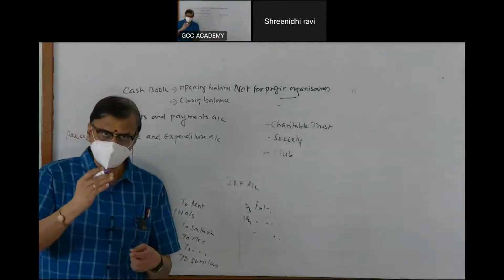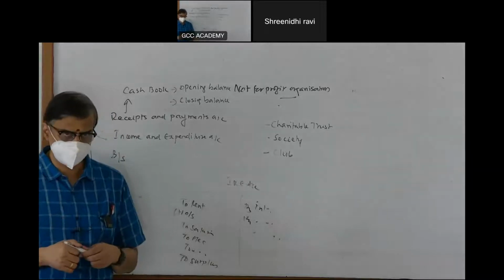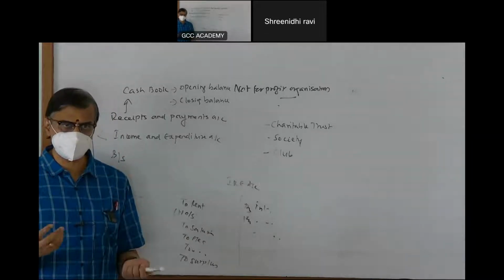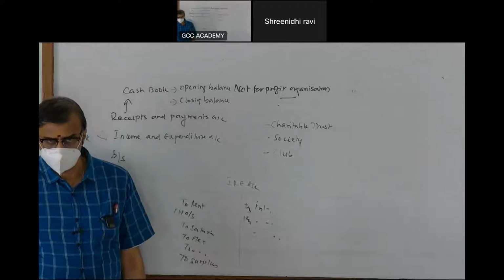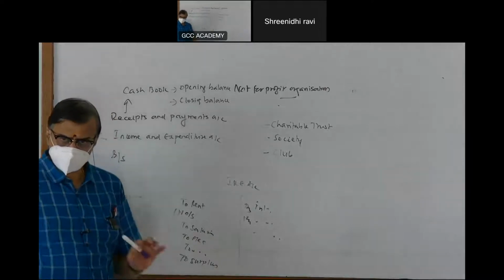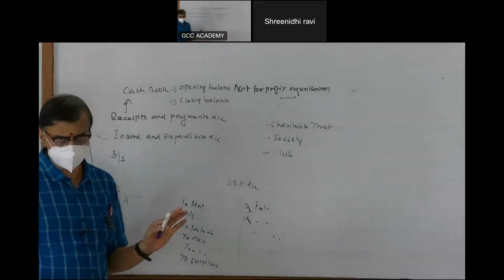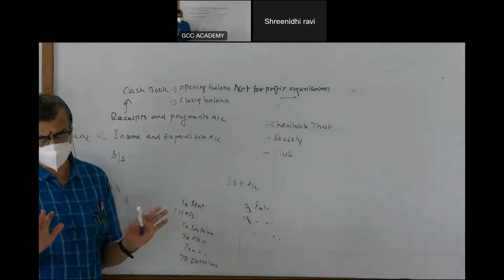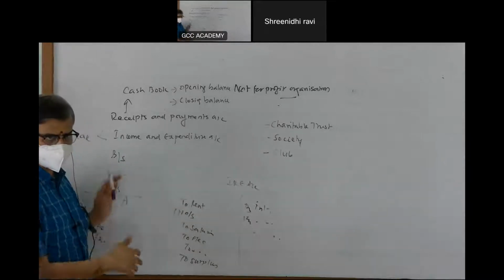So the capital fund will be added with the surplus for the year, or will be reduced by the deficit for the year. And otherwise, the balance sheet is like a normal balance sheet, as we are all used to preparing a balance sheet. Asset side, you know what the items are. Liability side, you know what the items are.